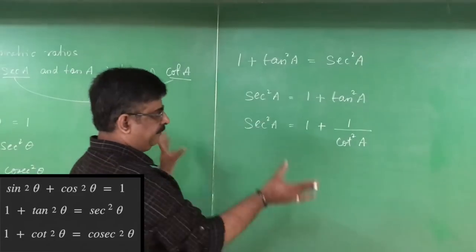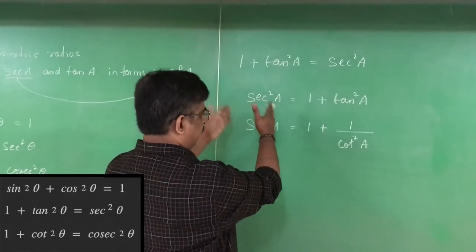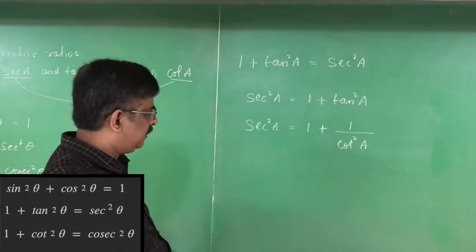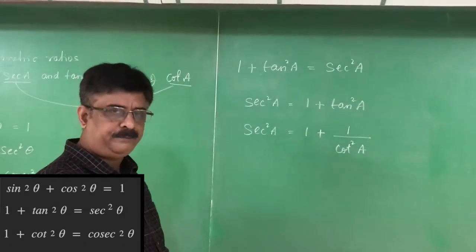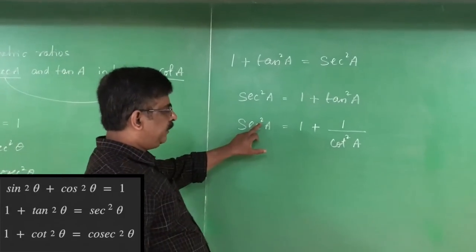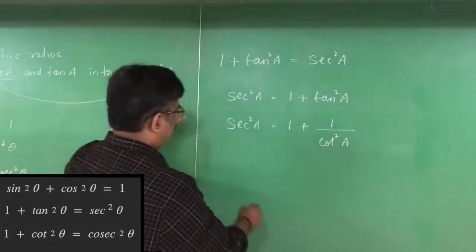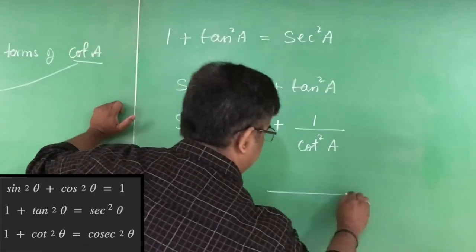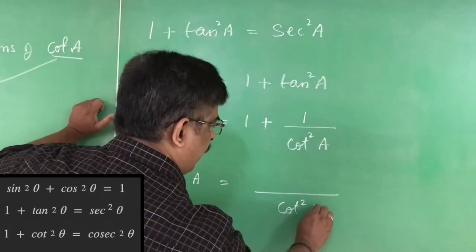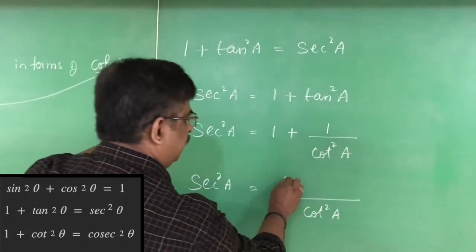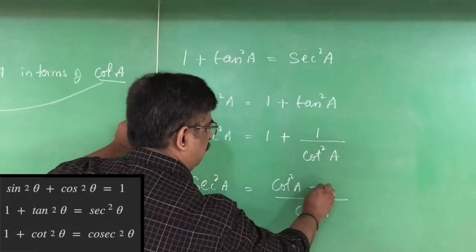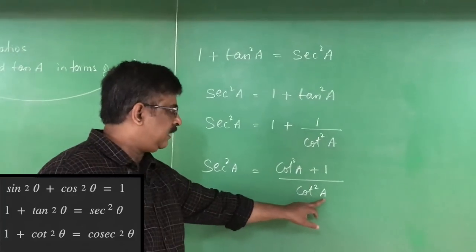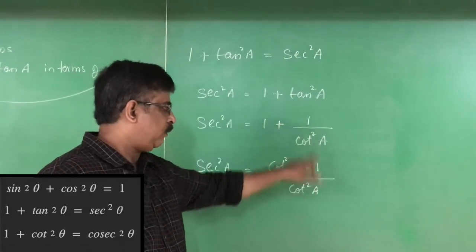Now we have to simplify this. We have secant square, cot square. The relation is developed. Now the simplification method. The square has to be removed. Before removing the square, I simplify this. How can I simplify? Basic mathematics, LCM. Cot square A is the LCM. Then it becomes cot square A plus 1 over cot square A.